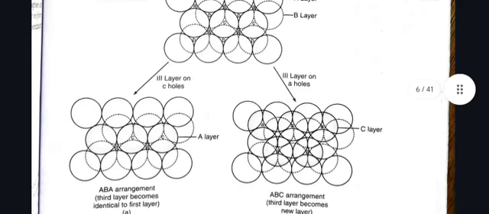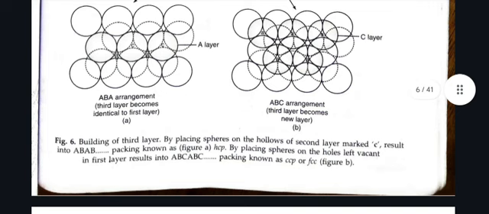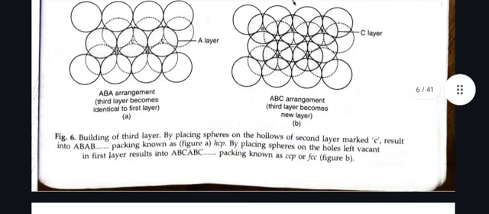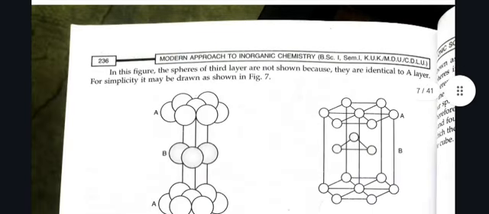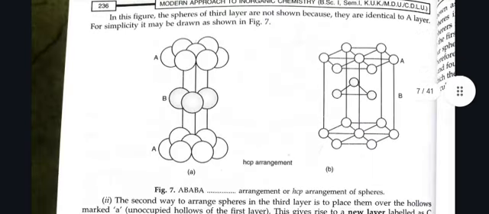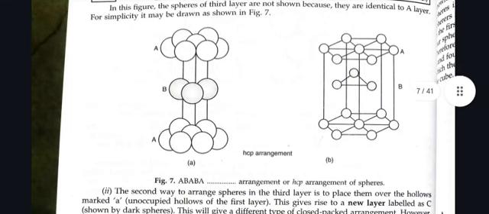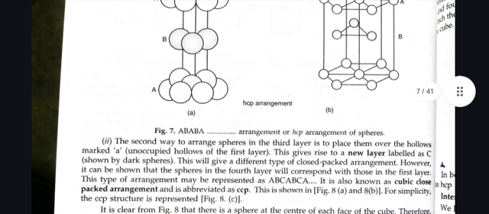In figure 6, building of 3 layers by placing spheres on the hollows of the second layer marked C results in AB, AB packing, known as HCP, shown in figure A. Placing spheres on the holes left vacant in the first layer results in ABC, ABC packing, known as CCP or FCC, which is shown in figure B. In this figure, the spheres of the third layer are not shown because they are identical to the A layer. For simplicity, it may be drawn as shown in figure 7.